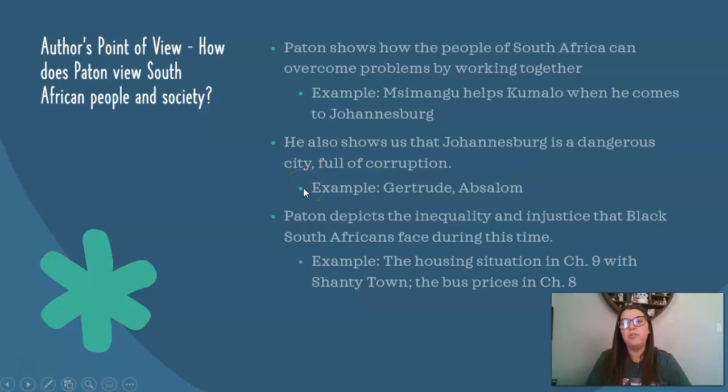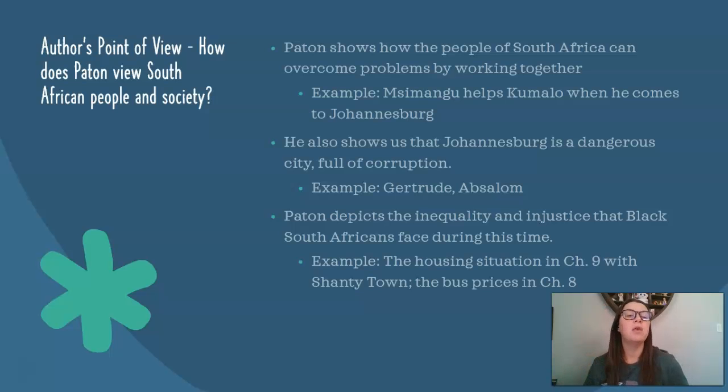So for author's point of view, how does Paton view South African people and society? So Alan Paton is the author. The question is asking, how does the author view the people of South Africa and their society? And really, Paton shows how the people of South Africa can work to overcome problems by working together. For example, Msimangu helps Kumalo when he first comes to Johannesburg. He also shows us that Johannesburg is a dangerous city, right? It's very corrupt. It's full of all kinds of danger and corruption.